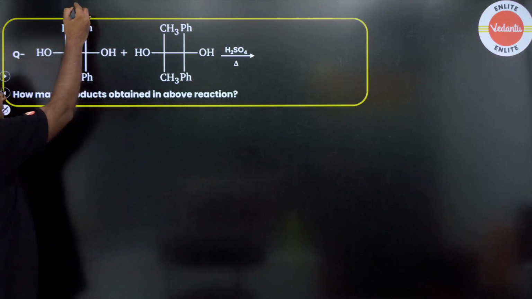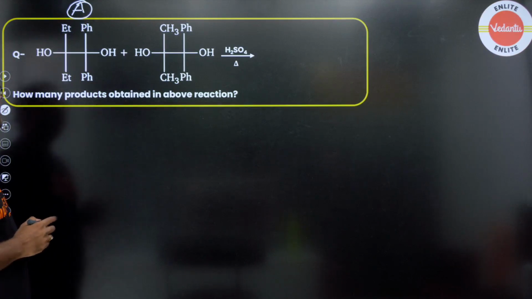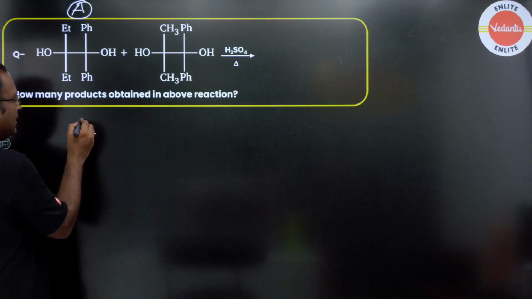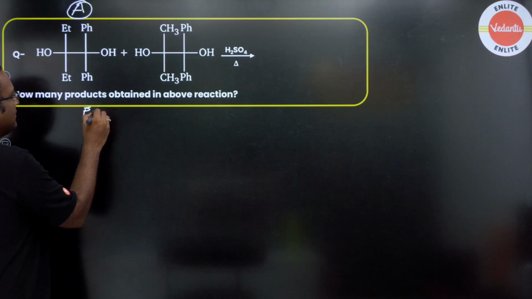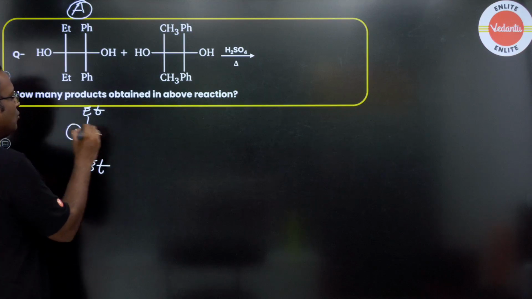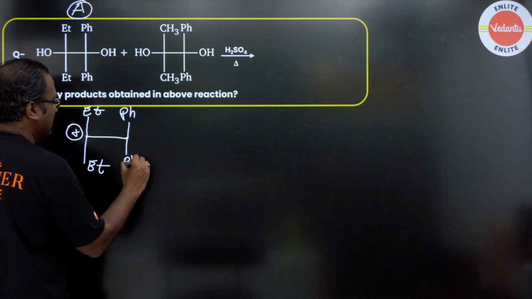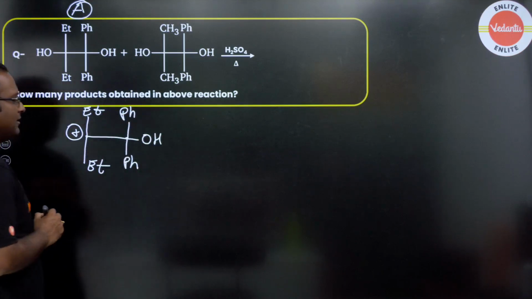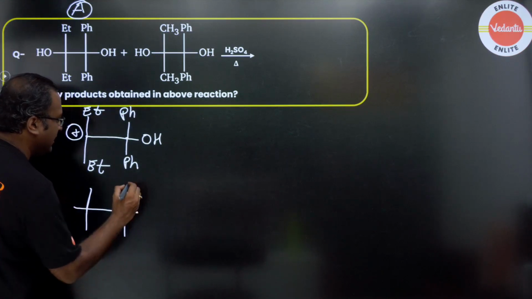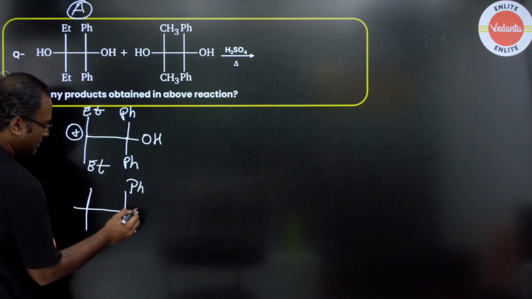First, I'm looking at this one. I'm calling this compound A. Now, in compound A, I have two positions where OH can accept H plus, leave as water and give me a carbocation. Suppose the left one took a H plus and gave a carbocation at the left carbon. So what do we get? We get this. Let's say the same reaction took place at the right carbon.